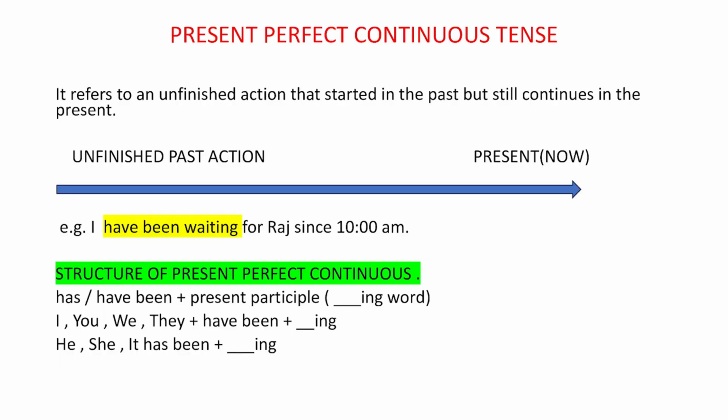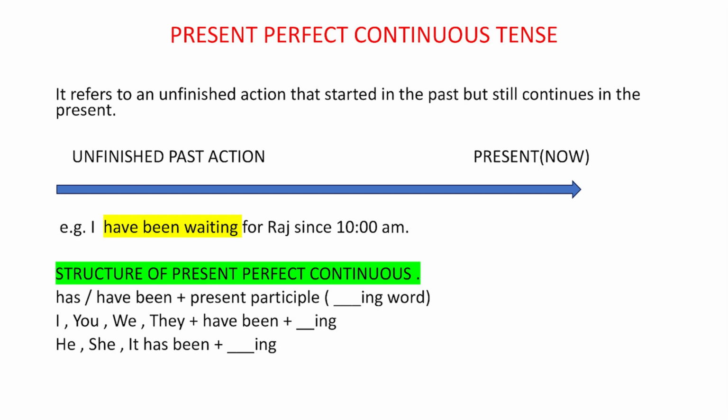Or she has been sleeping for the past 2 hours. When did she sleep? 2 hours before, and now in the present also she is still sleeping. Don't know when she'll get up. So this is the way we form the present perfect continuous tense.